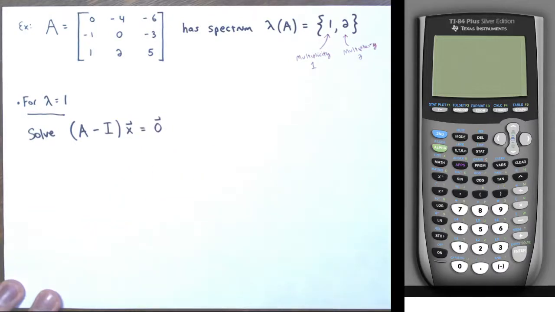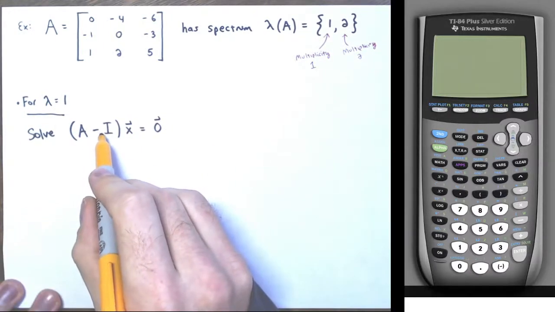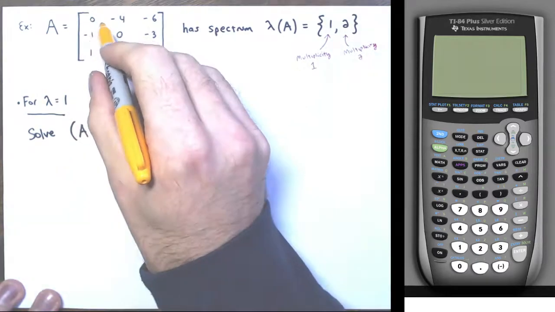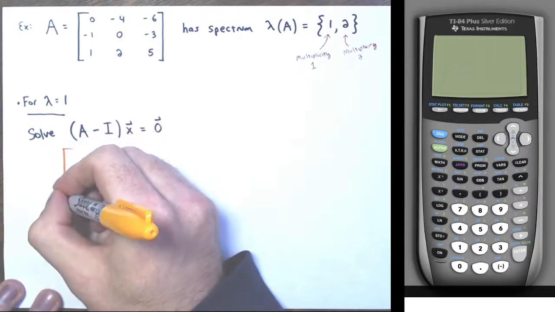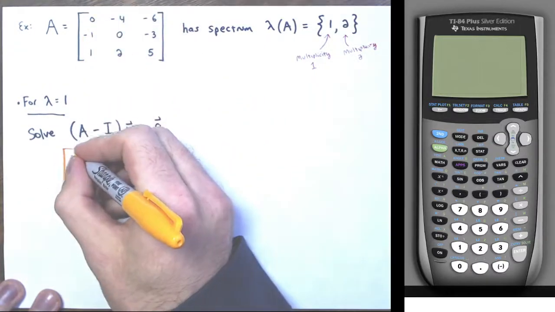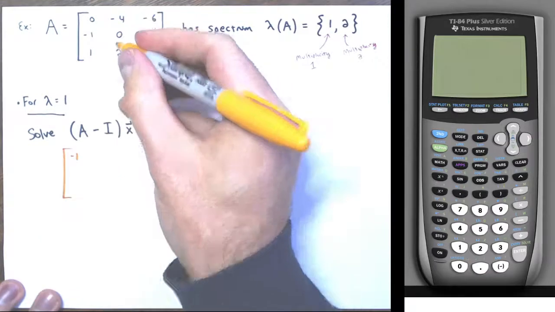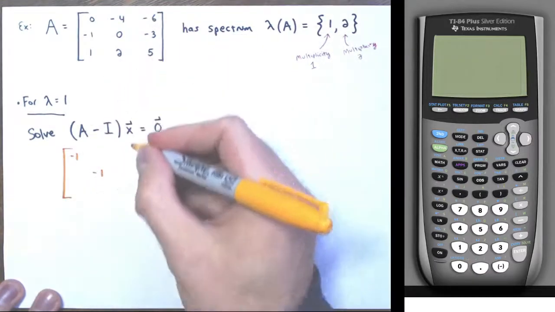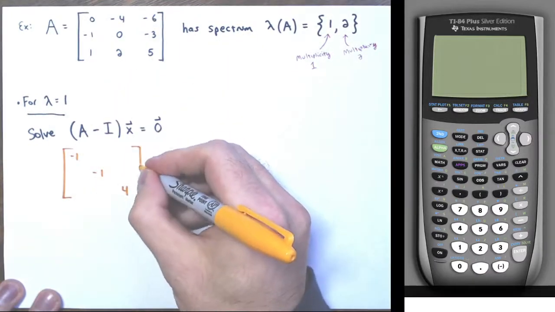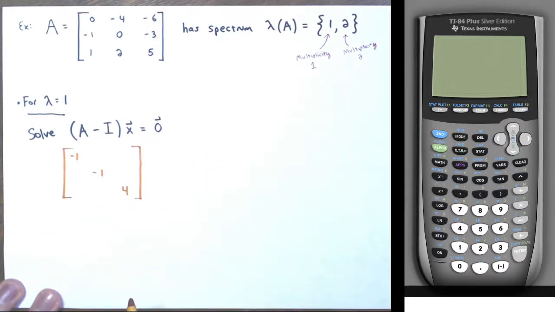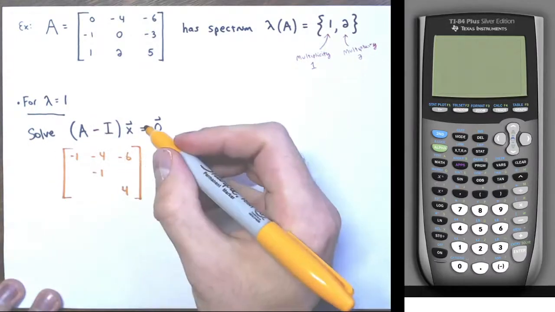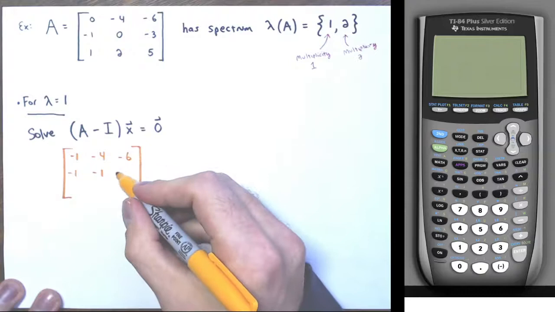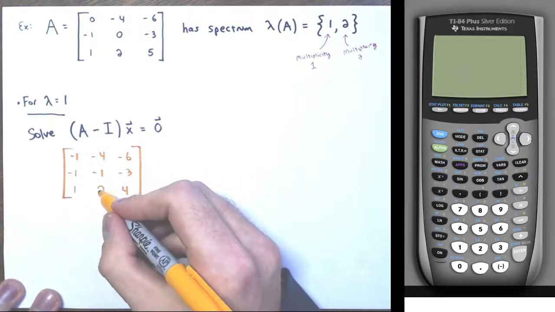Now A minus I, I'm just subtracting 1 only down the main diagonal entries. So it's a 3 by 3, where 0 minus 1 is negative 1, 0 minus 1 is negative 1, and then 5 minus 1 is 4, and all the other non-main diagonal entries stay the same. So negative 4, negative 6, negative 1, negative 3, 1, and 2.